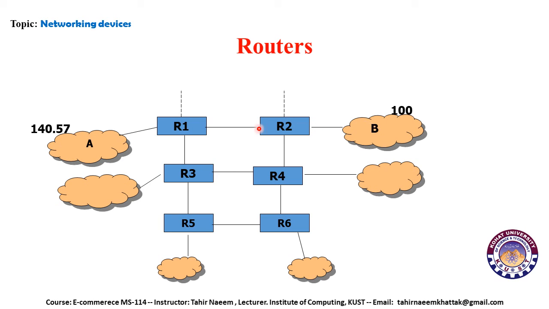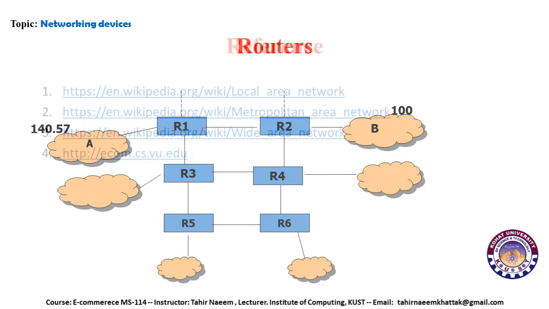If in some case this path is broken or not available, then it will again search for an alternative path, and find that there is another path available towards R3. So it will send the data packets towards R3, and R3 will send this packet towards R4 because this is the shortest path, and R4 will send the data packets towards R2, and R2 will send the data packets towards network 100.